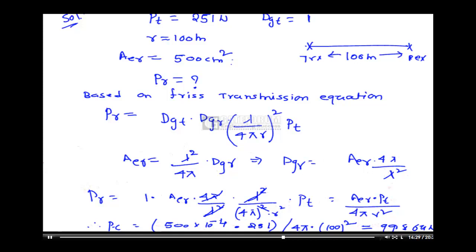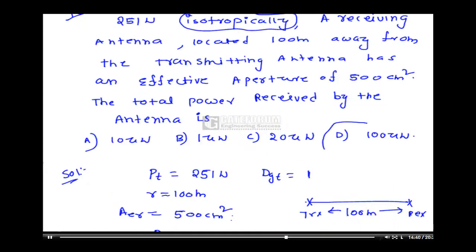So 99.86 is approximately equal to 100 microwatts. If you compare the answers, option D has 100 microwatts, so option D is correct. Here we just relate unknown things in terms of known things by using known formulas. This type of question is very important.